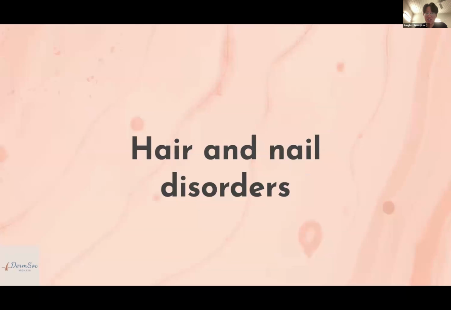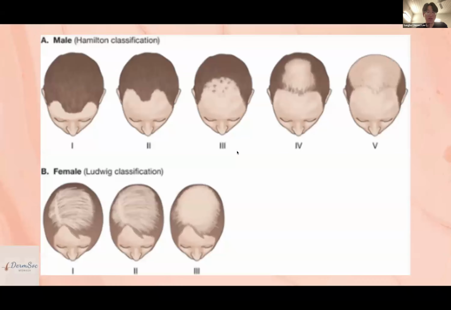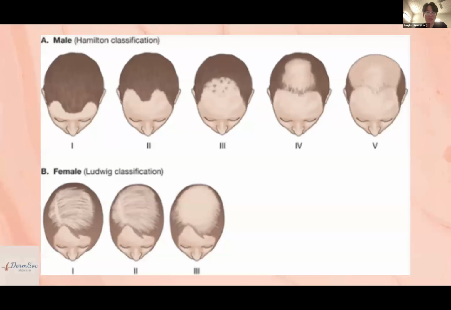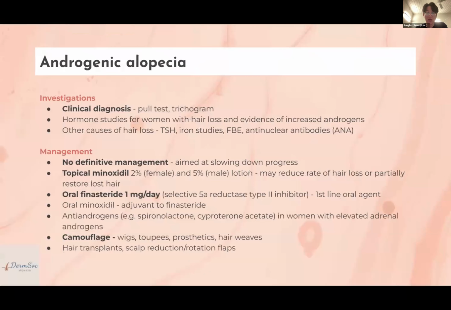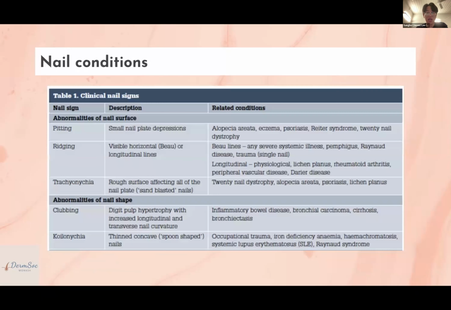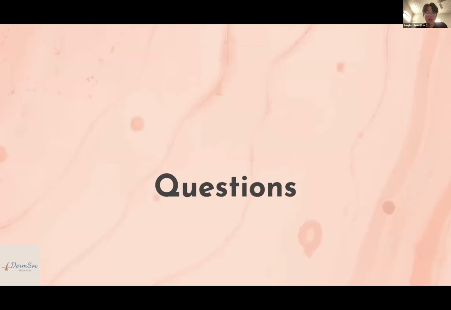Hair and nail disorders, I put it in there just for completion's sake with the matrix, but I don't think these are as common, so you can have a read through. Essentially, androgenic alopecia is your balding because of the hormonal changes in the body. Alopecia areata is more of an autoimmune type condition where you get areas of hair loss. And then I've put in some tables just going through definitions of different types of presentations you'll see with nail conditions.